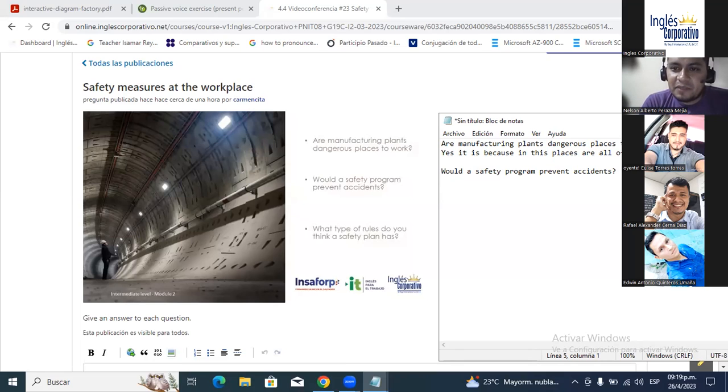Would a safety program prevent accidents? In some cases, or it depends on the people, because some people don't want to follow the instructions. The programs in actuality exist, but the people could follow the process.